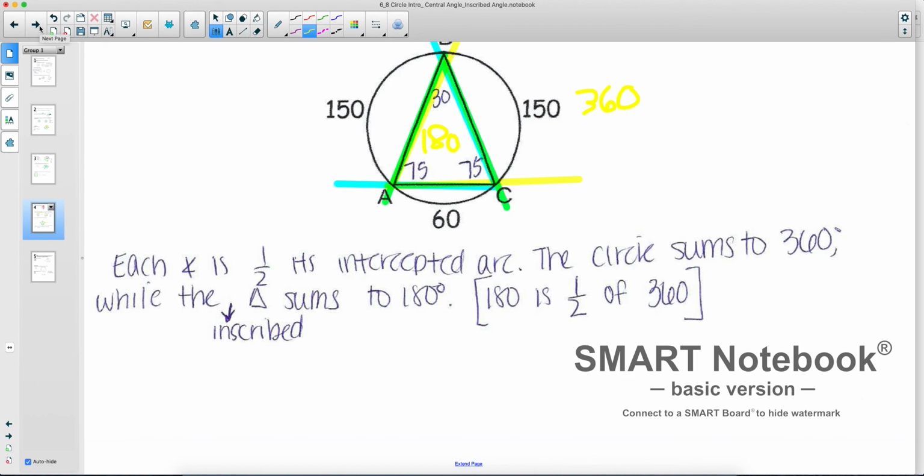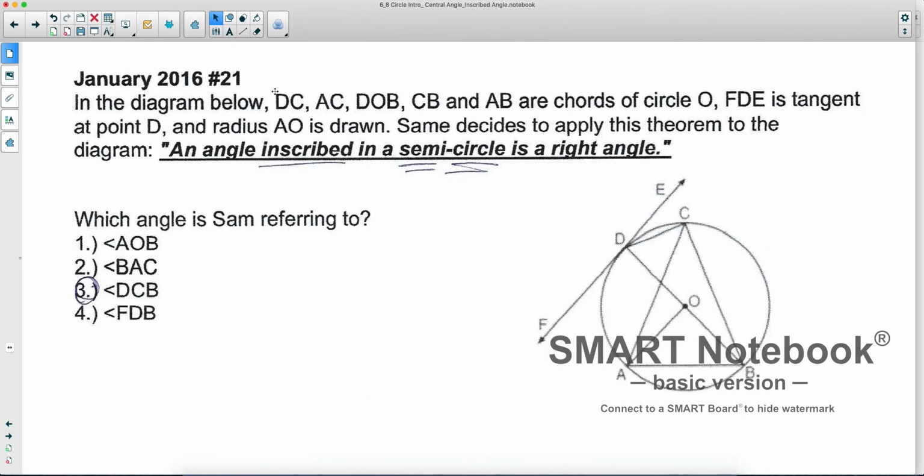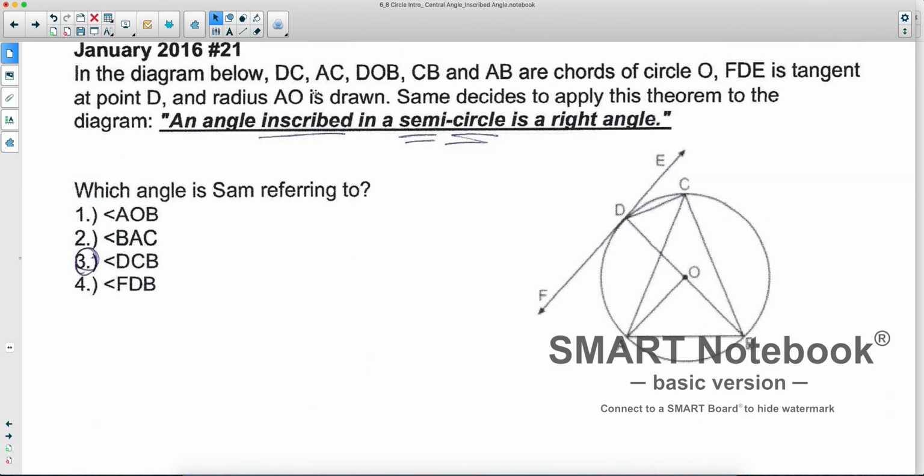Okay, and we have one last page to go through. These are just a couple of questions that have come from previous Regents exams. So this one says, on the diagram below, DC, AC, DOB, CB, and AB are chords of circle O. FDE is a tangent at point D, and the radius OA is drawn. Sam decides to apply this theorem to the diagram: an angle inscribed in a semicircle is a right angle.